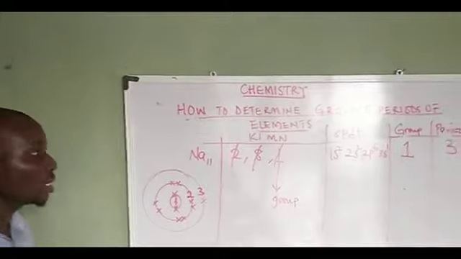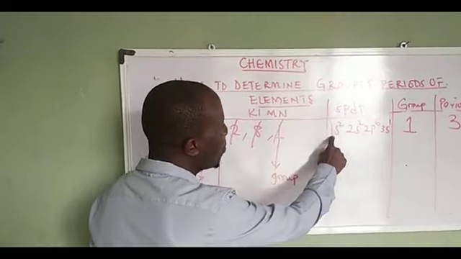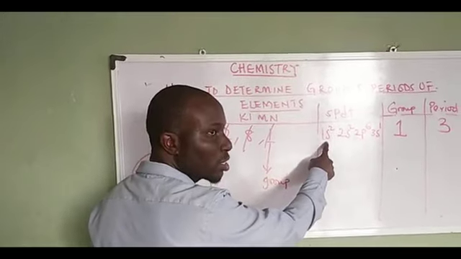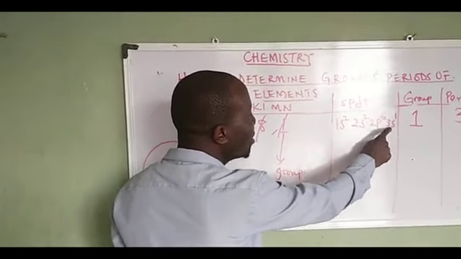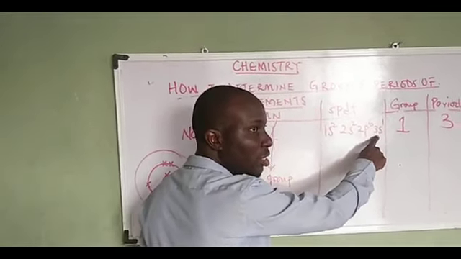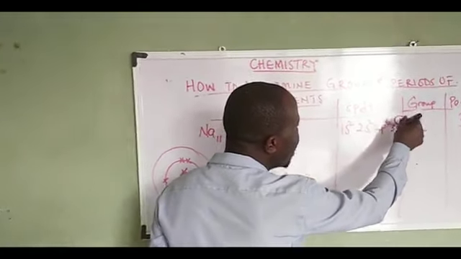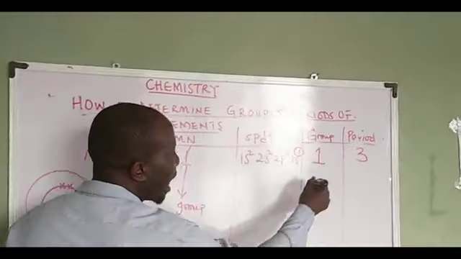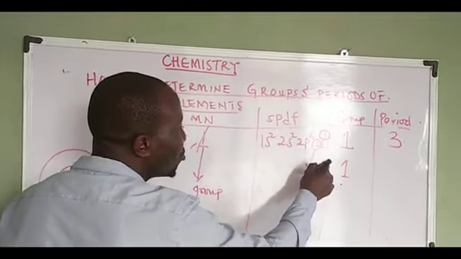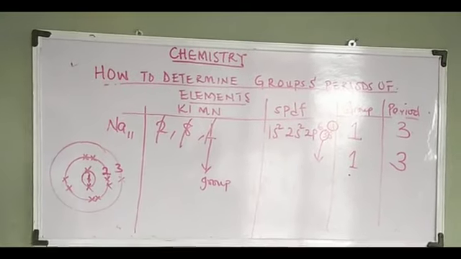Is that clear? Can we use SPDF to determine that? We have 1s orbital. It's not the highest. 2s is still greater than 1s. We have 3. 3 is the highest orbital here. There is no orbital that is greater than 3s. Are you getting it now? So, how many electrons do we have in the highest orbital? 1. That denotes the group. And what is the number of the highest orbital itself? 3. That denotes the period. I hope that is clear.